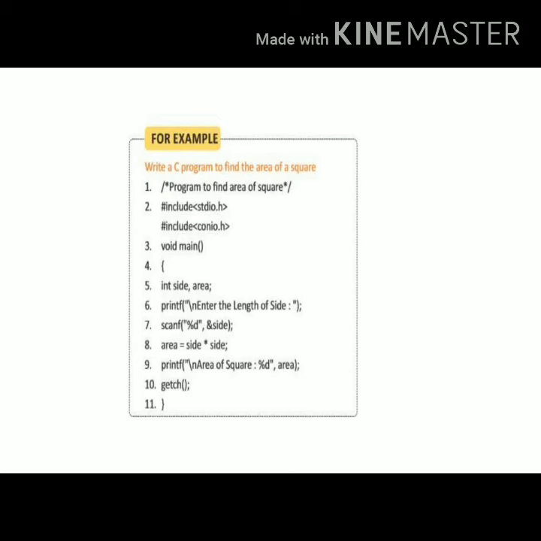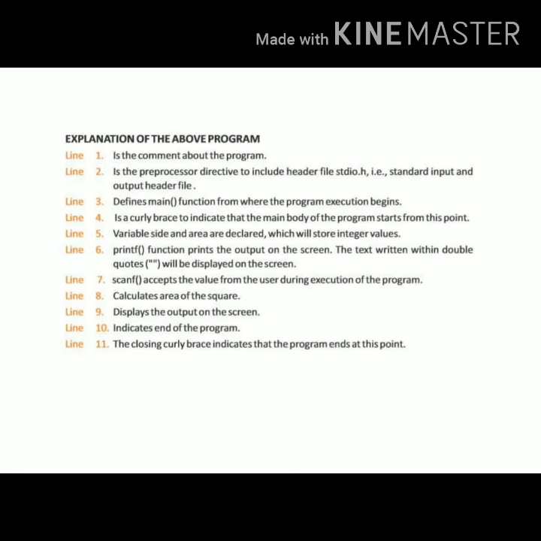So let us start with a simple C program. Write a C program to find the area of a square. You already know the formula for the area of a square. First, slash star, program to find area of square, star slash, and below that you have hash include stdio.h, then hash include conio.h, void main, int side comma area, printf, inside you have written enter the length of side, scanf, then percentage d and side, area is equal to side into side. Then printf area of square percentage d, area, getch bracket, that is, close the curly bracket.